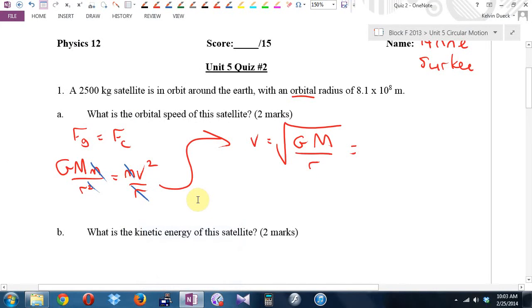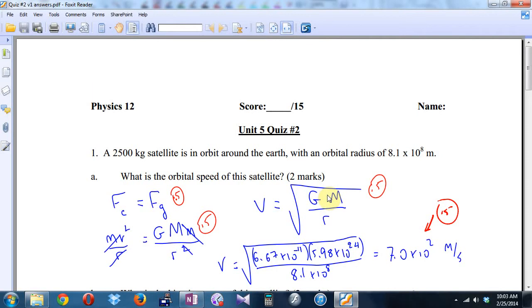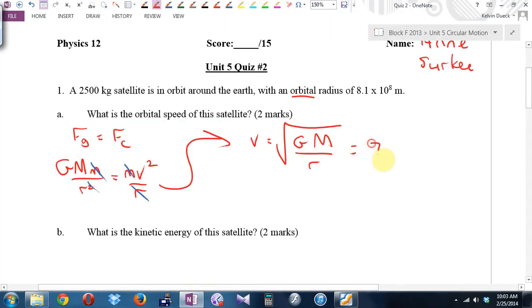What do you get? Mark, what'd you get? 702 meters per second. 700? 702 meters per second? That seems low. Is that right? Oh, 7.0 times 10 to the second meters per second. Fair enough. You know why? Because that orbital radius isn't very high. There you go.